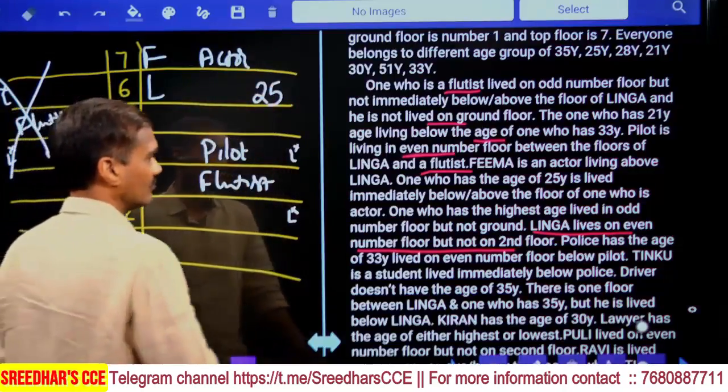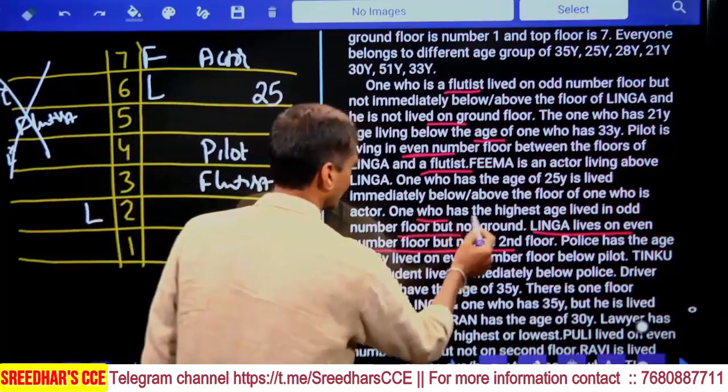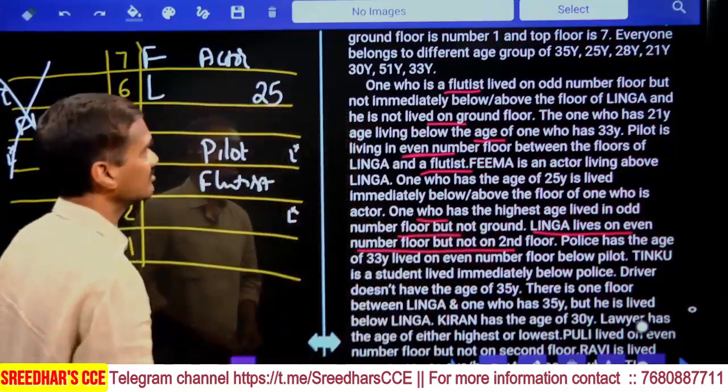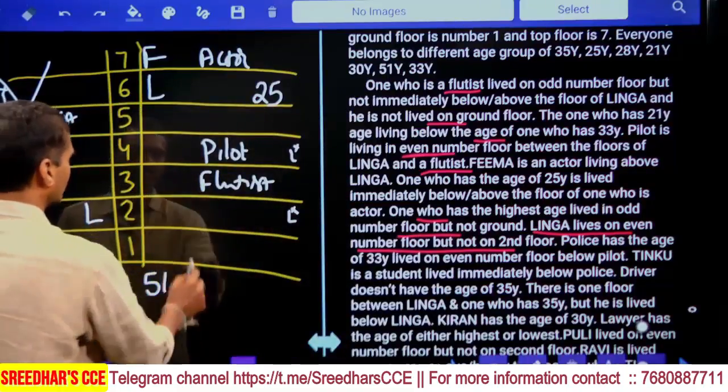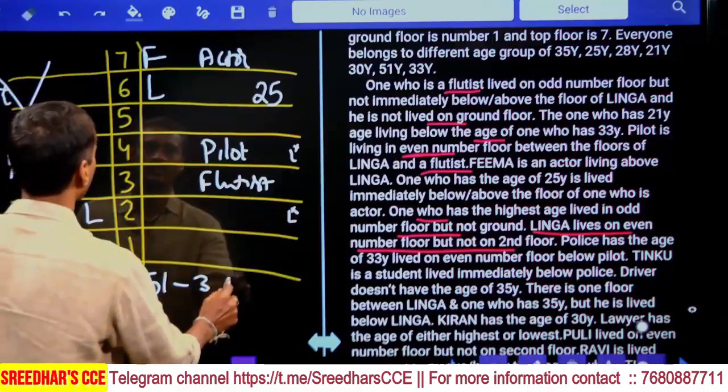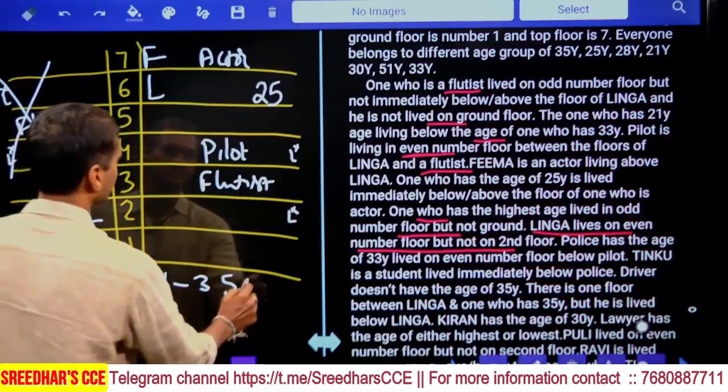Done with this? And one who has the highest age lives on an odd number floor but not on the ground floor. Highest age, 51 years. That person is either on the 3rd floor or 5th floor, or the 7th floor. Right?